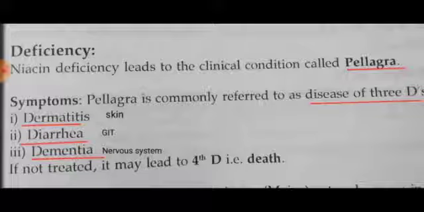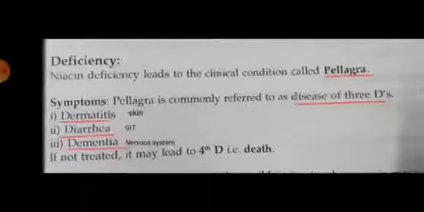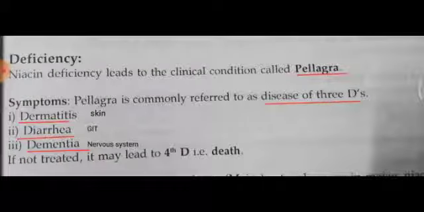If you still don't take niacin in the normal quantity, then it will cause a 4th D, that is death. And hence, to prevent all these symptoms, one should take niacin in normal quantity and avoid the pellagra disease.